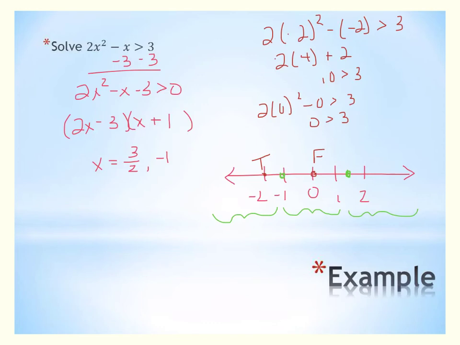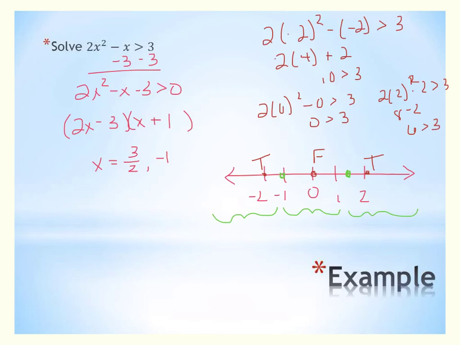And then I'm going to check 2. So we're going to have 2 times 2 squared minus 2, which is 4 times 2, which is 8 minus 2, which is 6. Is 6 greater than 3? That is true. So because they're split on the ends, this makes this an OR.